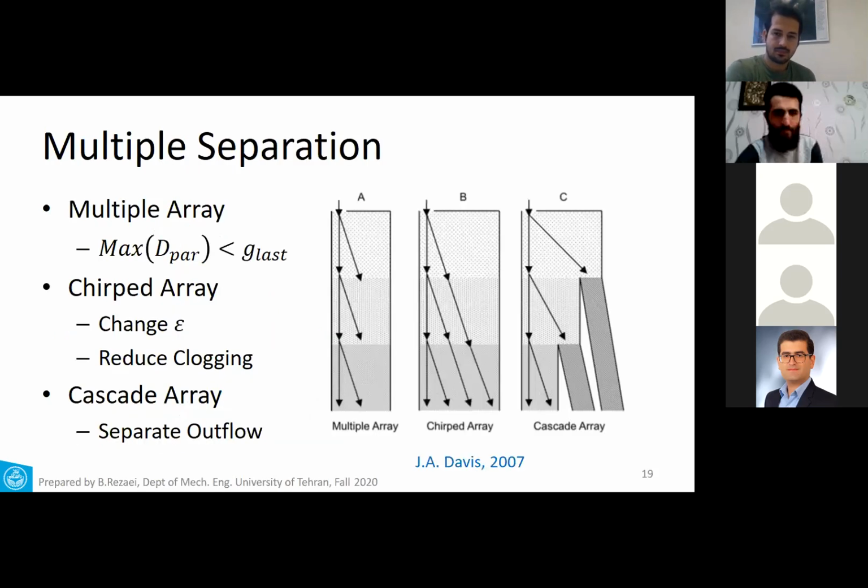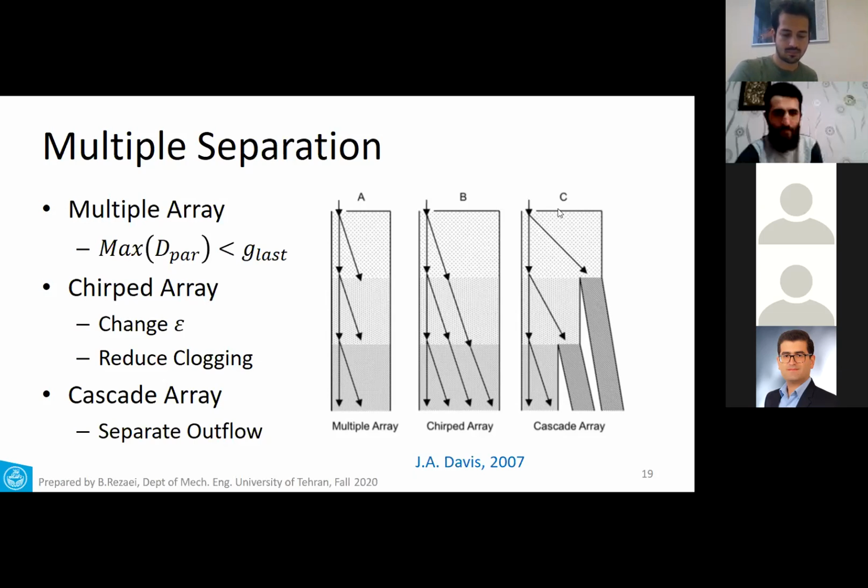And the other thing is multiple separation. You see, if we want to do the multiple separation, you can see these designs A, B, and C, multiple array. I mean, in the first image A, first of all, there is a separation. Very large particles get separated, go into different paths. Then the zigzag one reaches the second array. So there we have changed the gap size, and the second time separation happened, and these sort of things.